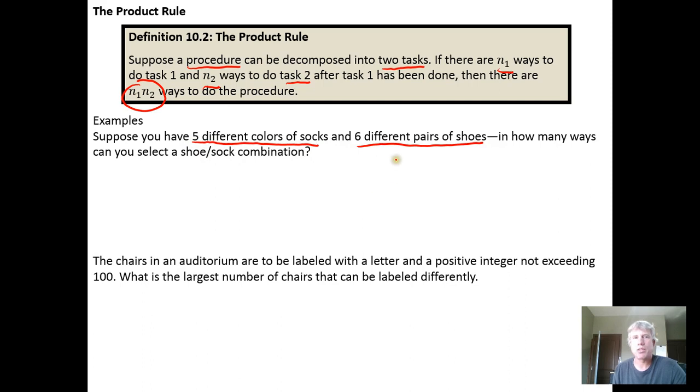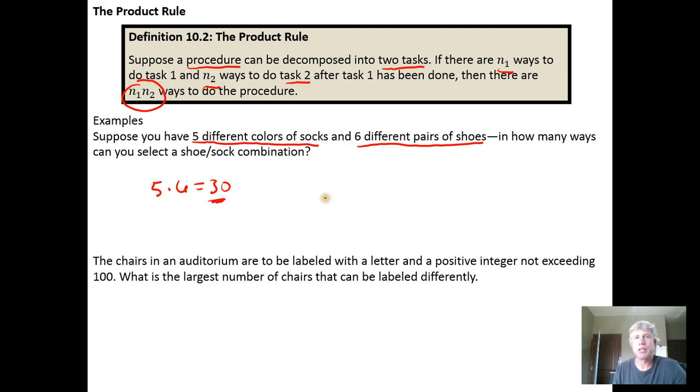So for example, if you have 5 different colors of socks and 6 different pairs of shoes, in how many ways can you select a shoe-sock combination? You're going to pick the sock that you're going to wear, and step 2 of the procedure is, once you've selected and put on your sock, you select and put on your pair of shoes. So we're going to say there's 5 times 6, which is 30 ways to wear your shoe-sock combinations.